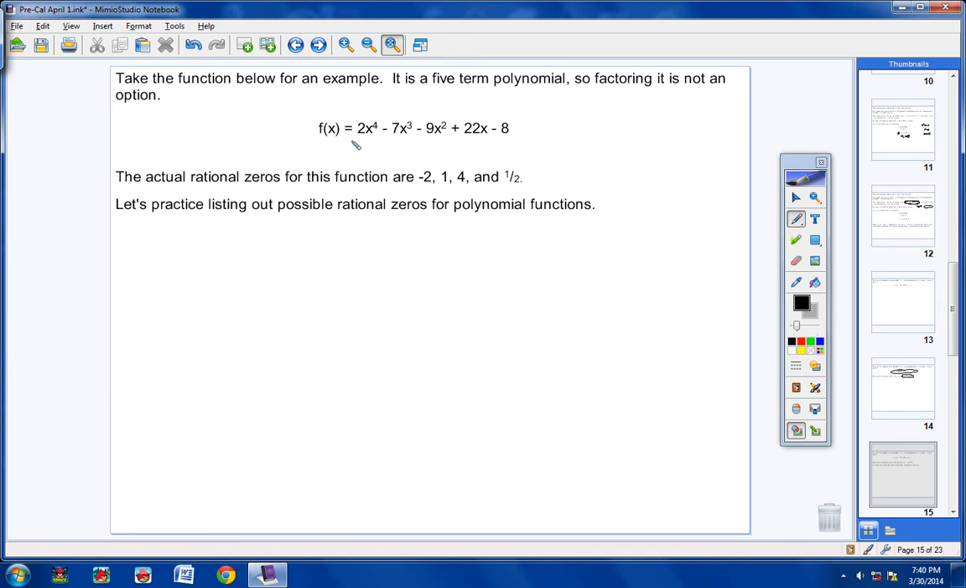First of all, you list out all the factors of your lead coefficient. Now remember, you need to make sure your polynomial is written in standard form, and if it is, this is your lead coefficient. So you list out all the factors of your lead coefficient. Well, the only factors of 2 would be 1 times 2.